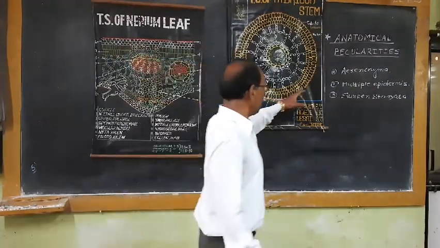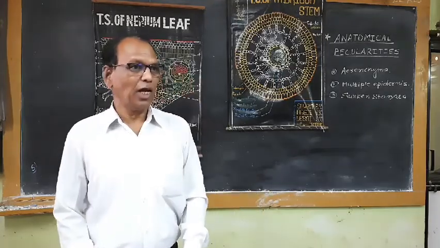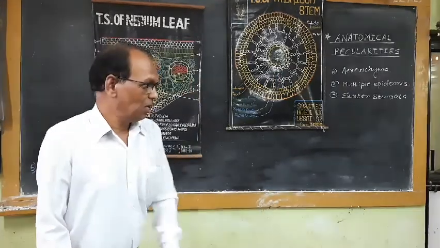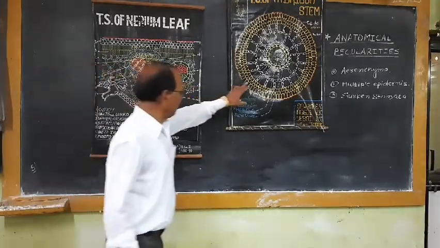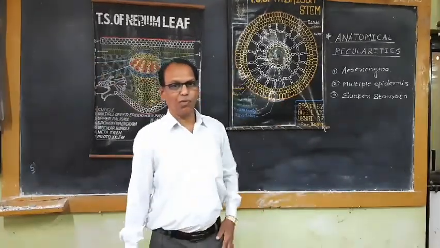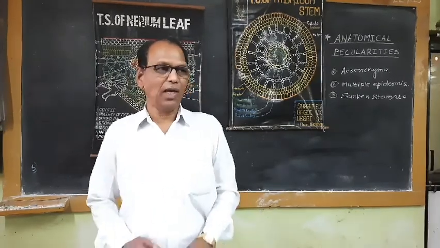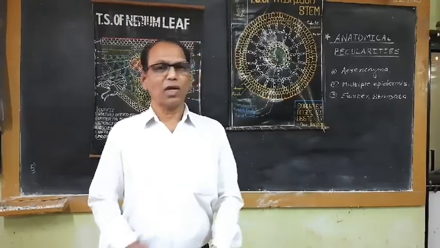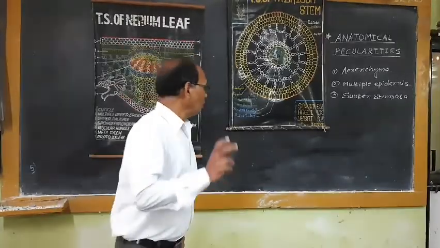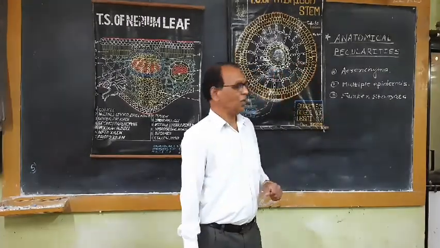So this aerenchyma tissue is generally found in most of the hydrophytic plants. For example, if you take the transverse section of Hydrilla stem, Eichhornia petiole, Eichhornia leaf, or Typha leaf, you may take any example of hydrophyte, take the transverse section and observe under microscope. You can observe the aerenchyma tissue.